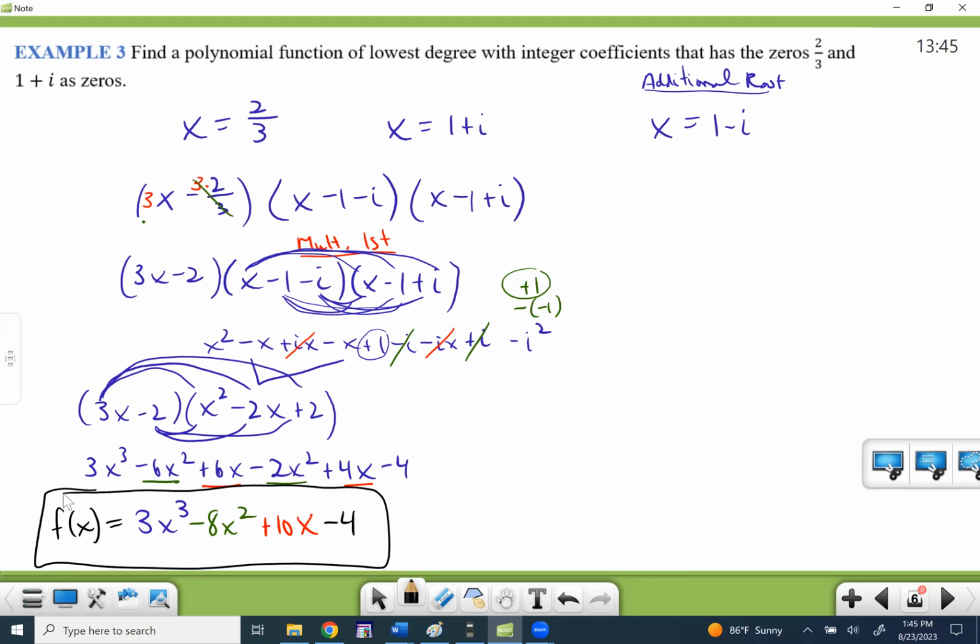So let's recap the process here. If you're ever given an imaginary number, like 1 plus i, or an irrational number, then you know that its conjugate buddy has to be a zero also. So we had to write this 1 minus i. We change the signs when we put them into the parentheses. Then we can't have fractions, so we multiply through by the denominator to eliminate the fractions. Then we made sure we multiplied the factors with i's first, because all of the i's should go away. Then once you've done that, distribute, making sure you're being very careful. Boom. There's our polynomial that will have these zeros.